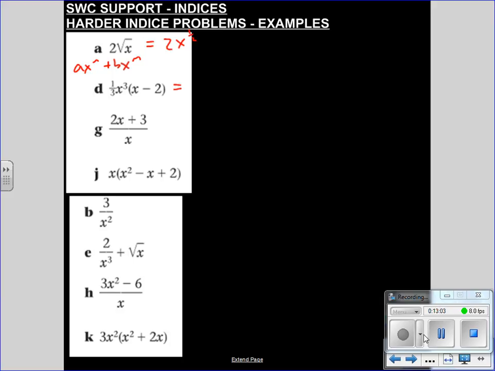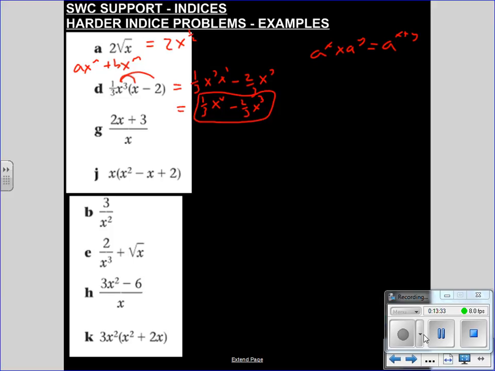This one, we need to expand out our brackets, right? So a third x cubed times x, minus 2 over 3 x cubed. Remember, a to the x times a to the y is a to the x plus y, so the powers add together. So a third x cubed times x to the 1 is x to the 4, minus 2 by 3 x cubed. Done.